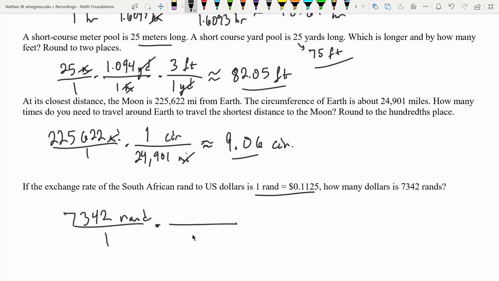I want to get rid of rands, so I have 1 rand on the bottom. And I want dollars instead, 0.1125. Rands cancel. And you can see we're just going to multiply straight across the numerators. That's going to give me $825 and rounding to 98 cents. So still works just like a unit conversion. In fact, there's many things that work like a unit conversion if you model it that way.